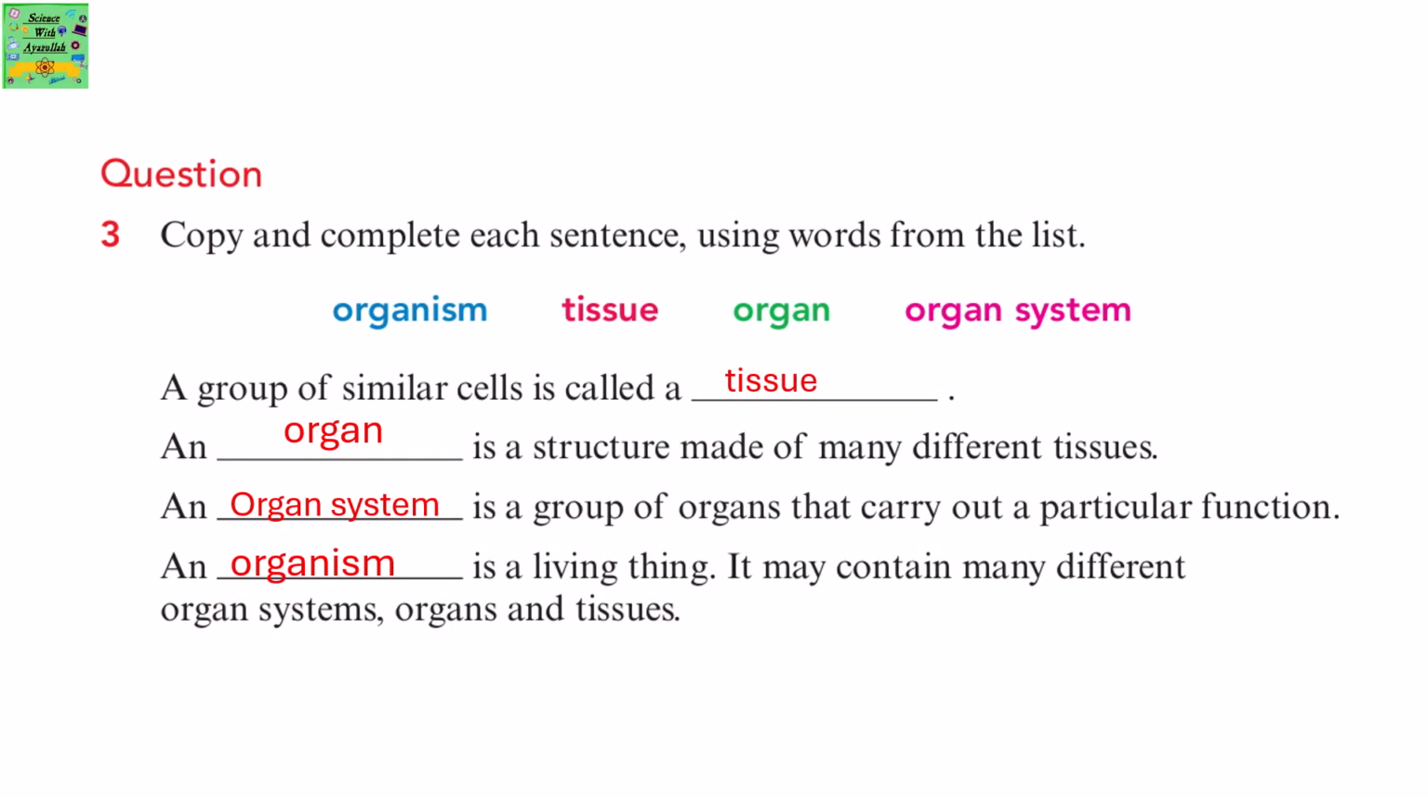Copy and complete each sentence using words from the list. A group of similar cells is called a tissue. An organ is a structure made of many different tissues. An organ system is a group of organs that carry out a particular function. An organism is a living thing. It may contain many different organ systems, organs, and tissues.